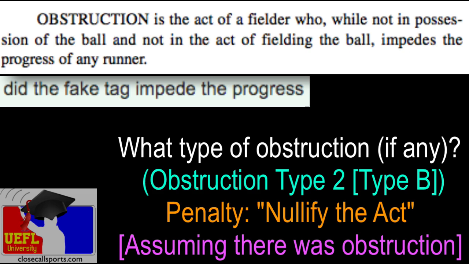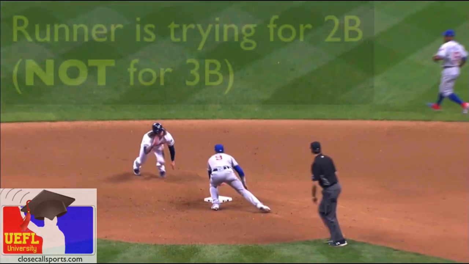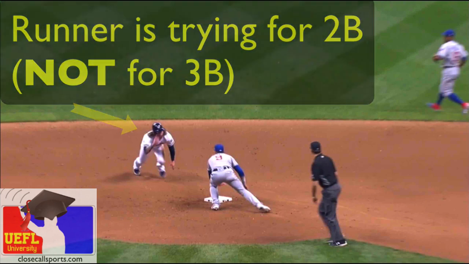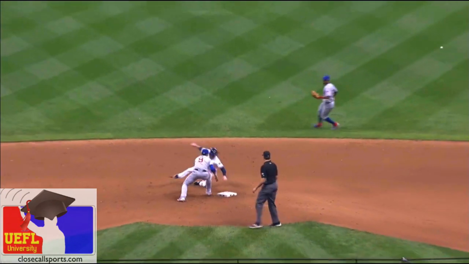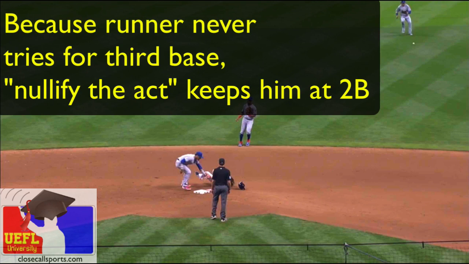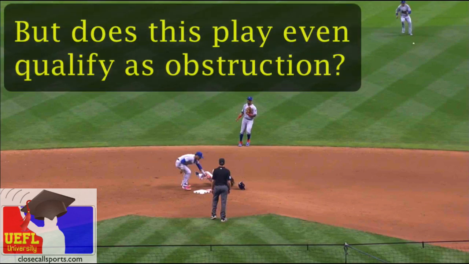what exactly is it? The penalty for obstruction B is to nullify the act, and what does that mean? Well, the runner is not trying to go to third base. He's trying to go back to second. So to nullify the act, if, again, this is indeed obstruction, if you were to assume this is obstruction, we just put the runner at second base because that's all he was trying to do. The fielder faking him out is not illegal.